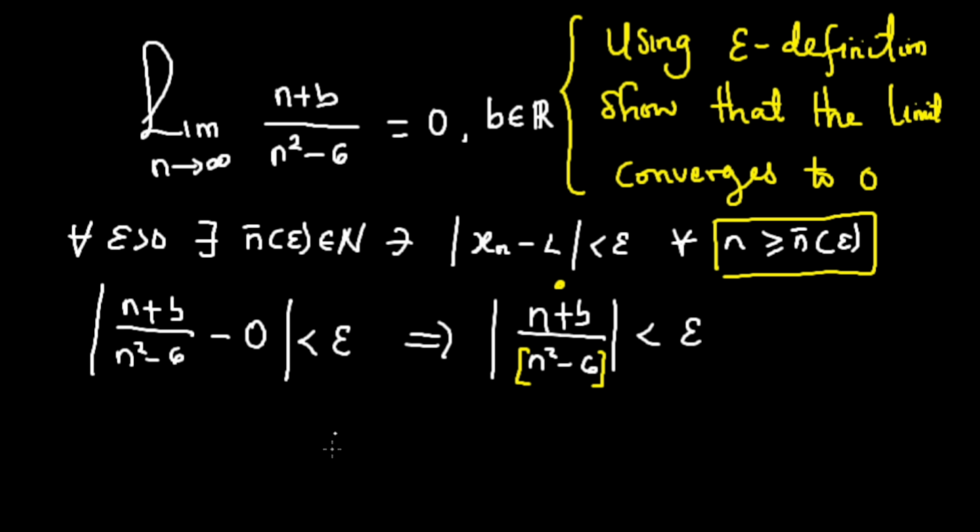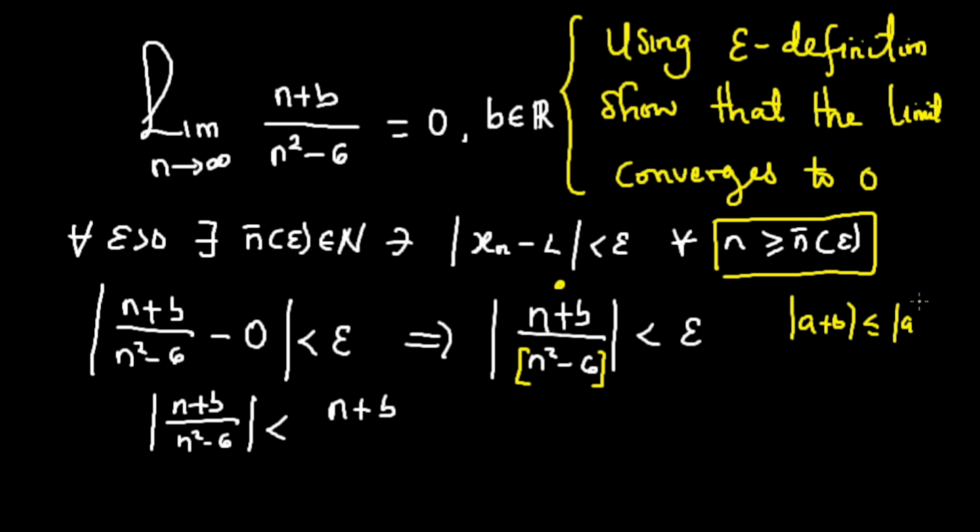I mean that if I want to compare, I can now have my absolute value of n plus b over n squared minus 6. It will make sense if it is n plus b. As a matter of fact, I can use my triangle inequality where we have a plus b is actually less or equal to absolute value of a plus absolute value of b, right? So I can actually use that. So let me add my absolute value here.